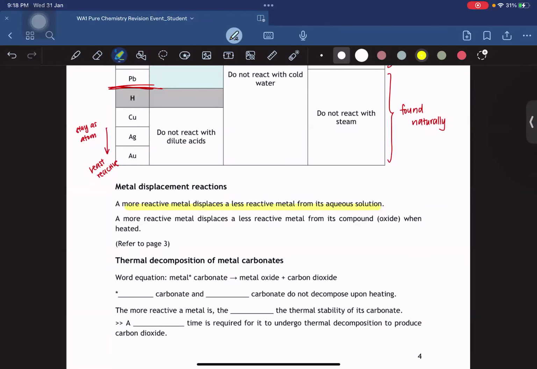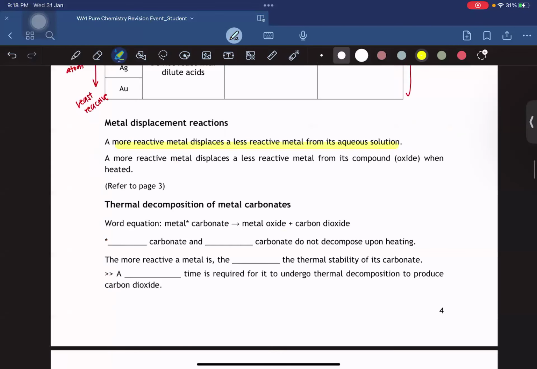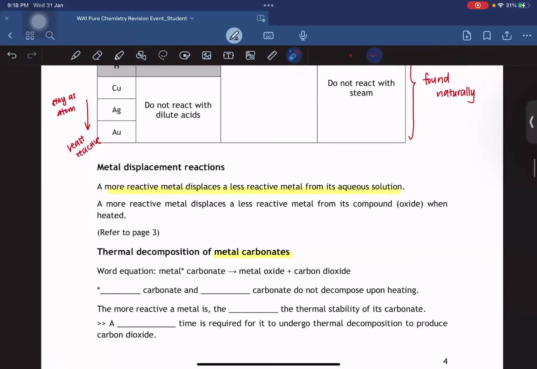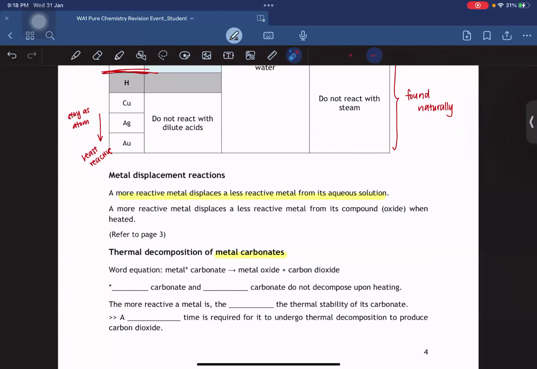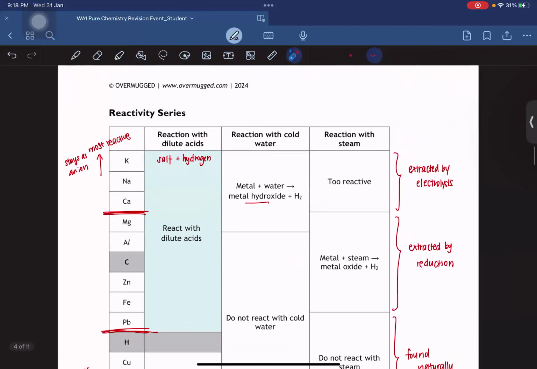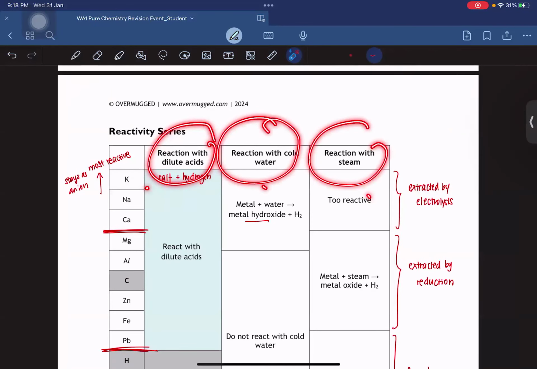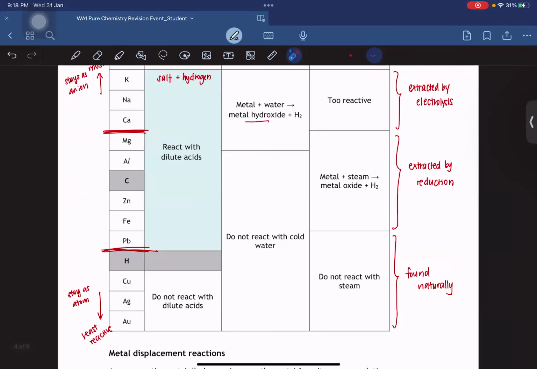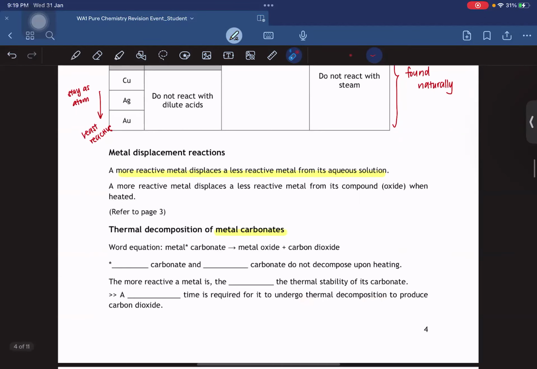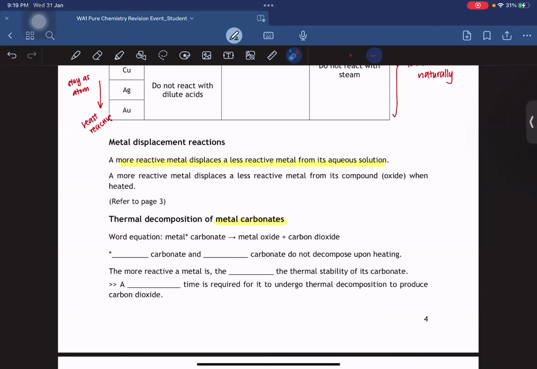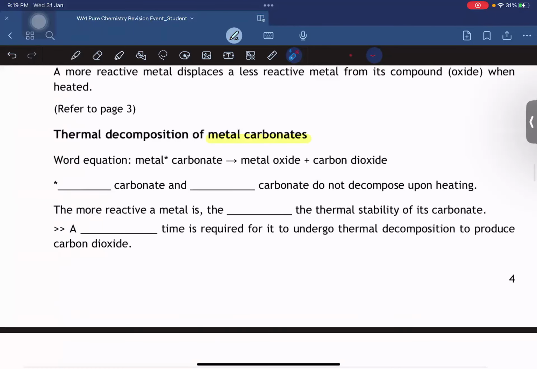Next one, thermal decomposition. So if I have metal carbonates, now I need you guys to realize something. Your metal chapter is actually split into two parts. Number one, forming my reactivity table. To form my reactivity table, I did experiments and reacted with these three. And that's how I created this table. The second part, now that I know my table, what kind of experiment validates the table? That's why you have metal displacement, one experiment, thermal decomposition, another experiment, okay? So when your metal carbonates decompose, what do they form? Metal oxide and carbon dioxide. Remember, when your metal carbonates decompose, they form metal oxides and carbon dioxide.